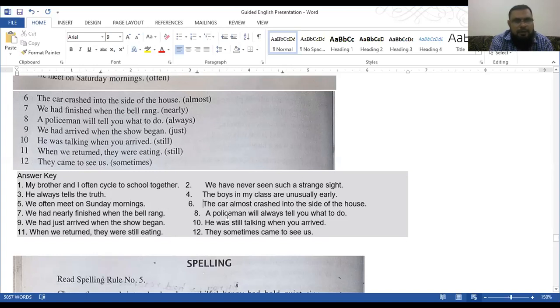Number 8. A policeman will always tell you what to do. Number 9. We had just arrived when the show began. Number 10. He was still talking when you arrived. Number 11. When we returned, they were still eating. Number 12. They sometimes came to see us.